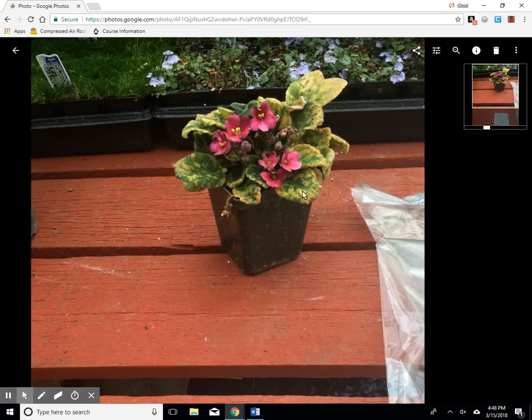This plant definitely has water damage on it. African violets are very, very prone to that.